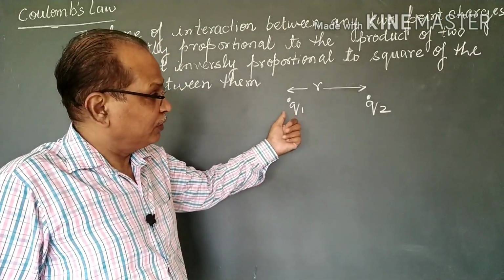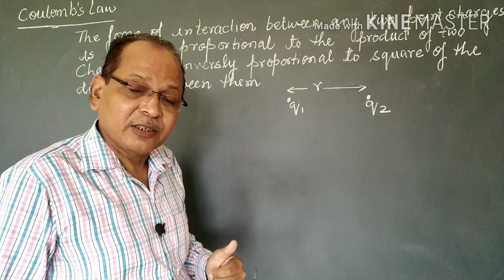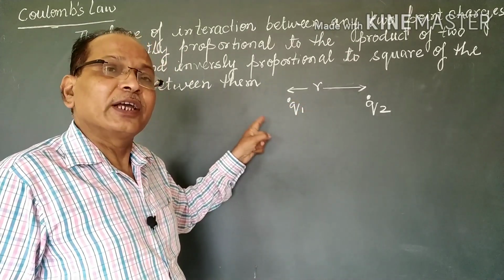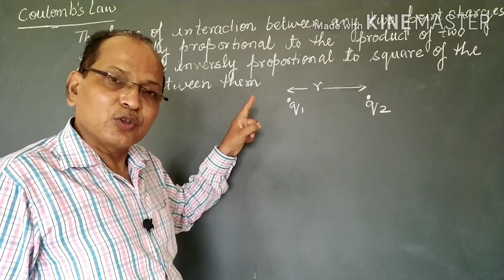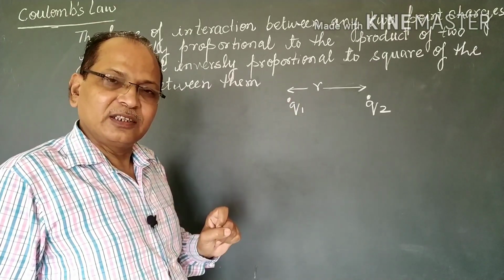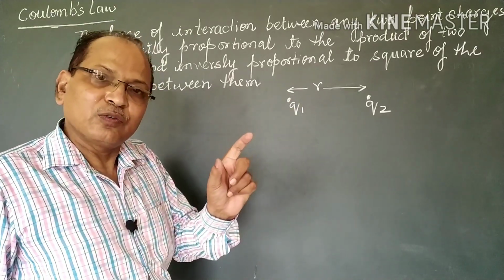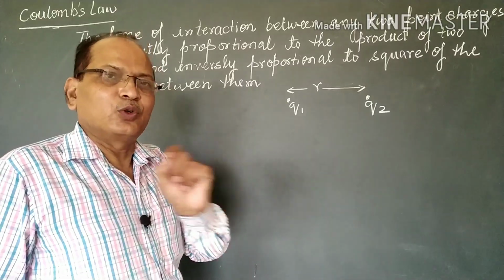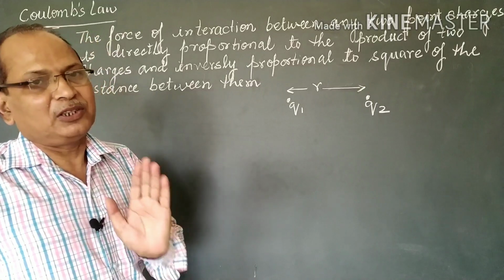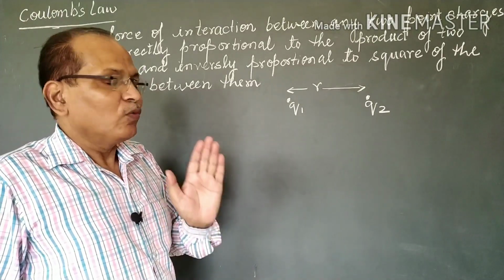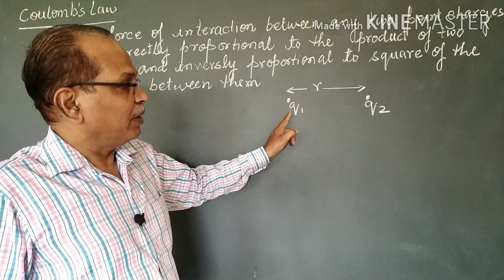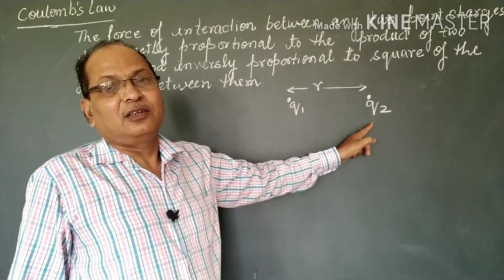If these two charges are like charges, meaning both charges are positive or both negative, they will feel the force of repulsion, while if two different charges are there, they will feel the force of attraction. So whatever be the force, either attractive or repulsive, the force between the two charges depends upon the magnitude of these two charges.